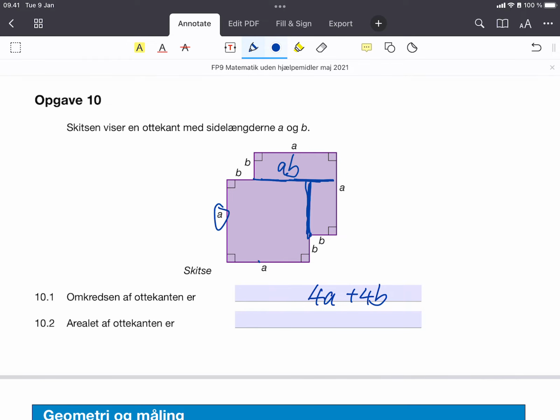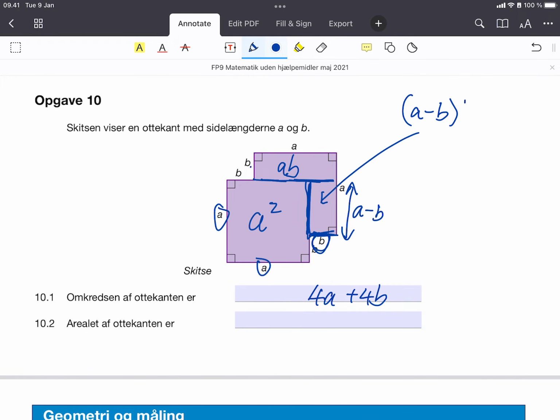The big square is clearly A times A, A squared. Then you've got this bit here, so it's B at the bottom, you can see that, but down the side, well, it's not A because A is the whole square. We've only got a bit of it. We've got A minus B. So the area of that bit is A minus B multiplied by B, which is, if you multiply it out, A times B is AB, minus B times B is minus B squared.